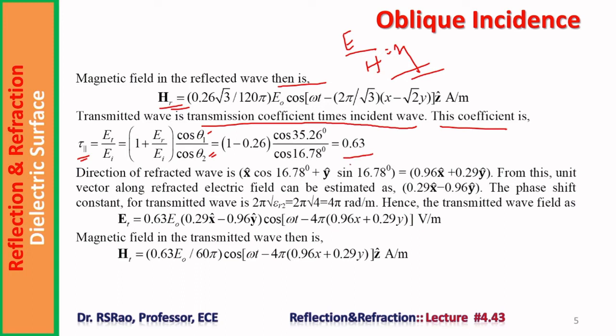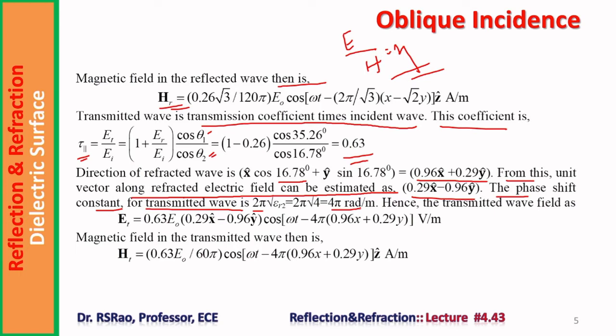The substitution gives it as 0.63. Direction of refracted wave is x cap cos 16.78 degrees plus y cap sin 16.78 degrees. It gives a certain vector. From this, unit vector along the refracted electric field can be estimated as 0.29 x cap minus 0.96 y cap. The phase shift constant for transmitted wave is 2 pi root epsilon r2. Ultimately, it becomes 4 pi radians per meter.